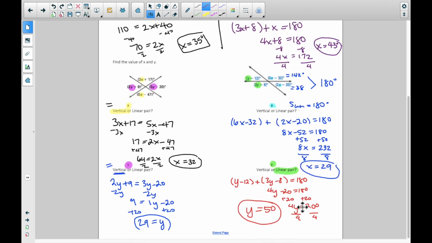Okay, we did a lot of examples here, so this was a lot of work. Make sure that you understand the difference between vertical angles and linear pair, and when we come back to class, we will go over these together.